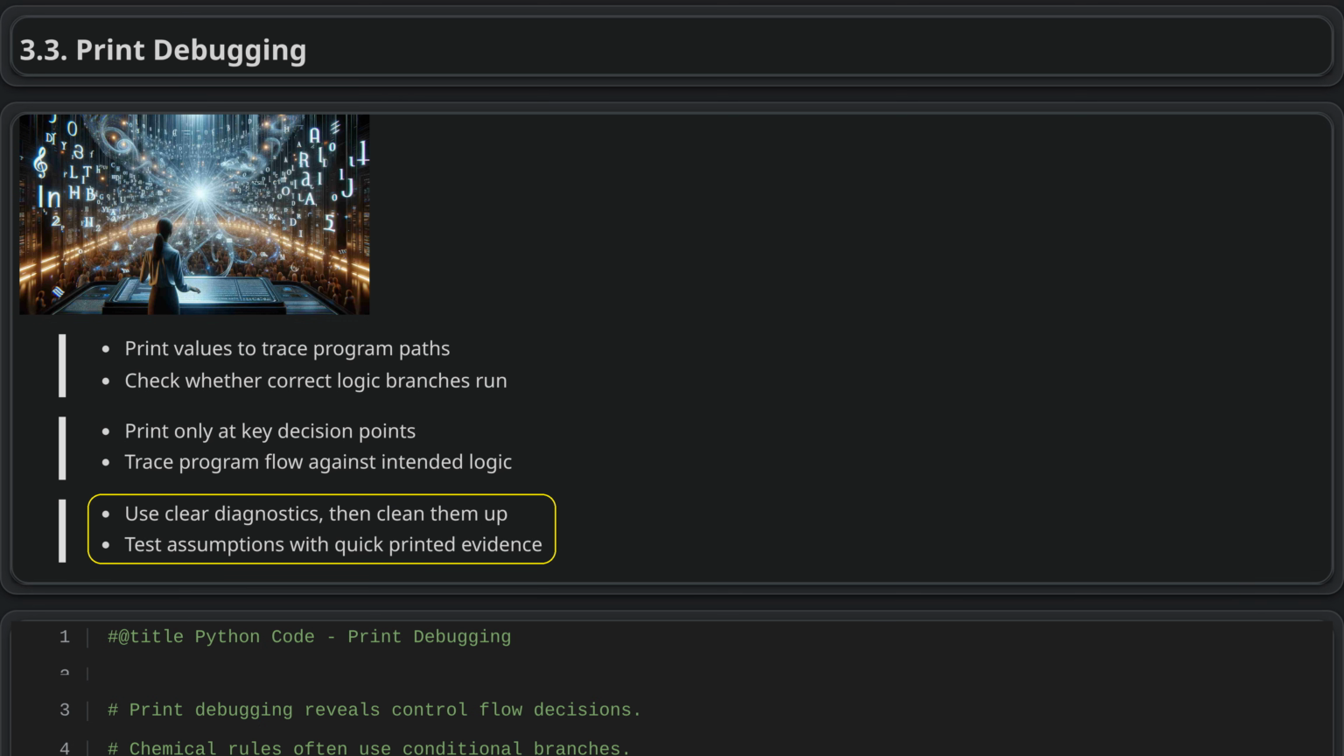Print debugging works best when used deliberately and removed after the problem is fixed. Clear messages should explain where they come from and what each value means, not just display raw numbers. This helps test assumptions and reduces mistakes, especially in engineering scripts that may be reused or shared. Although advanced debugging tools offer more control, print statements are a quick, transparent way to find where a program's logic starts to differ from the intended reasoning.